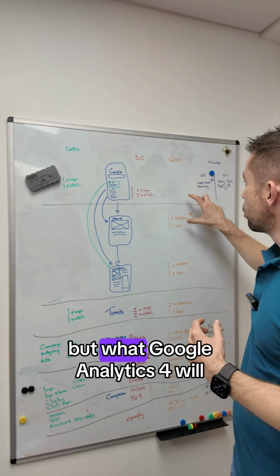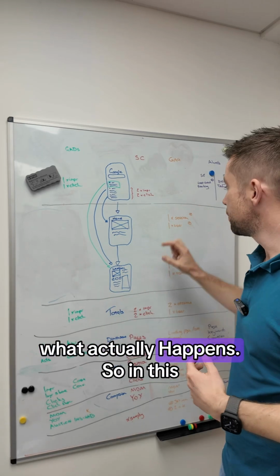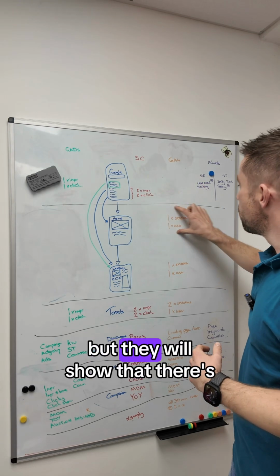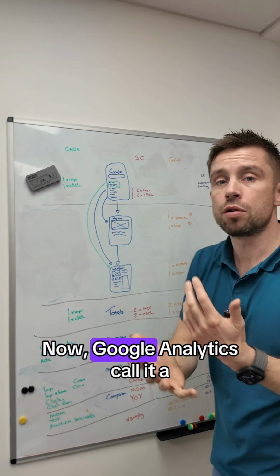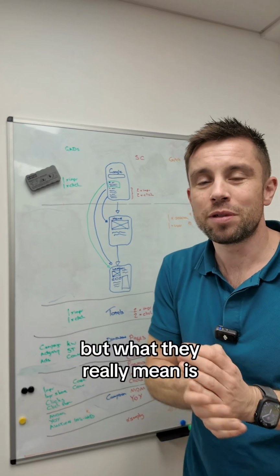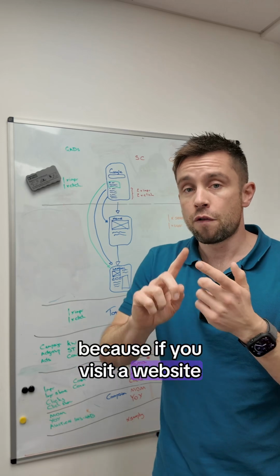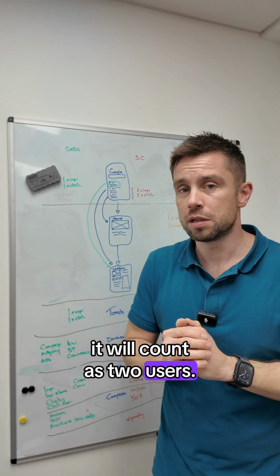In the case of Google Analytics 4, they're not going to see the impression data in GA4, but what Google Analytics 4 will report is, once someone hits your site, what actually happens. So in this instance, they won't show impression or click data, but they will show that there's been a session from a user. Now Google Analytics calls it a user, but what they really mean is a device, because if you visit a website from a mobile phone and from a desktop, it will count as 2 users.